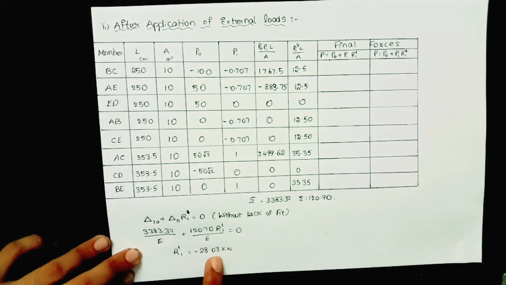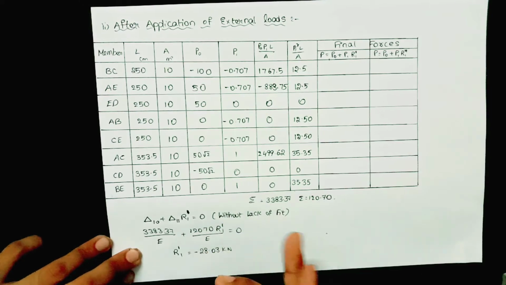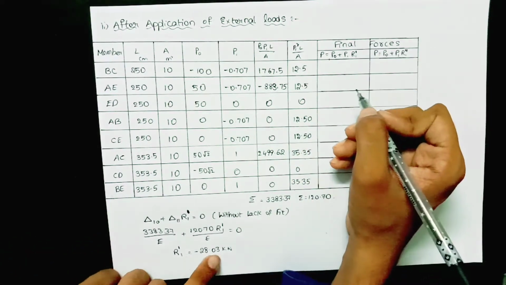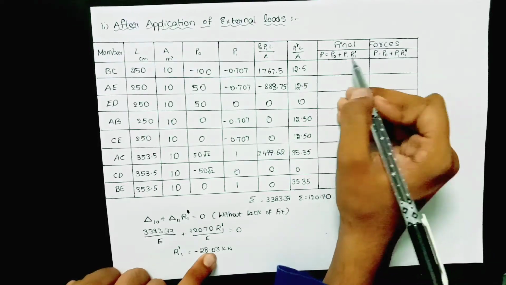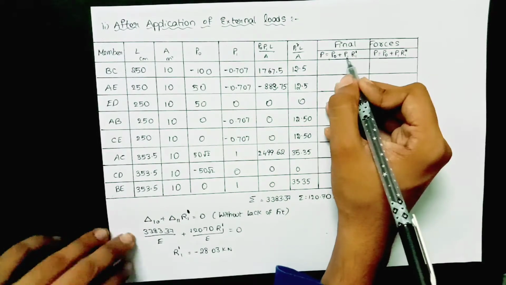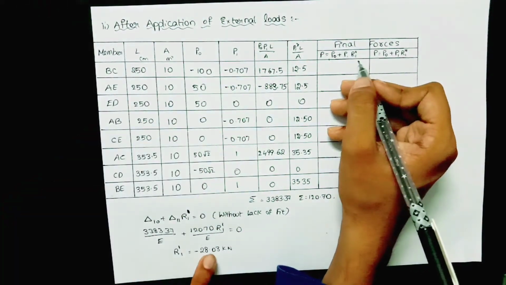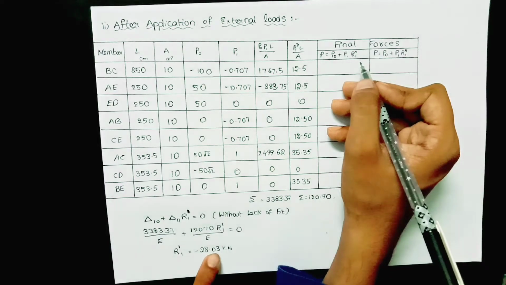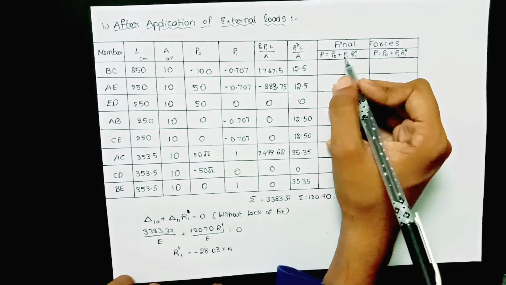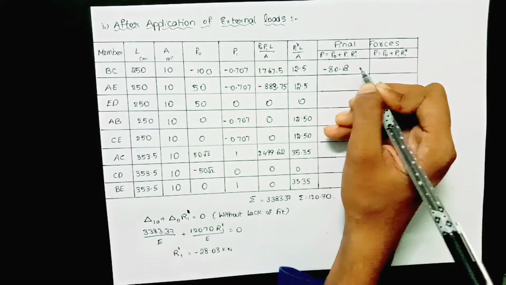This is only for without lack of fit. I am not considering lack of fit. I will consider it later. So I will analyze without lack of fit. Now place this r1 dash value in this formula. So p0 value is minus 100 plus p1 value is minus 0.707 and r1 dash value is obtained here as minus 28.03 kilonewton. So substitute all these values in this formula. You will get minus 80.18 kilonewton.